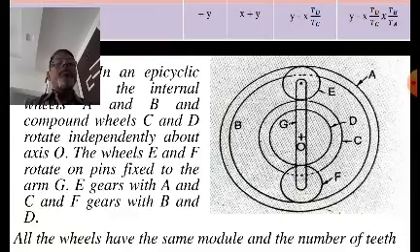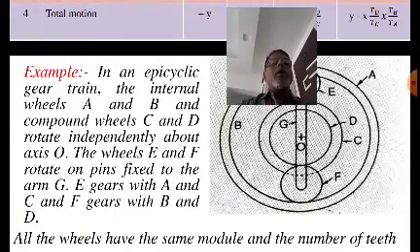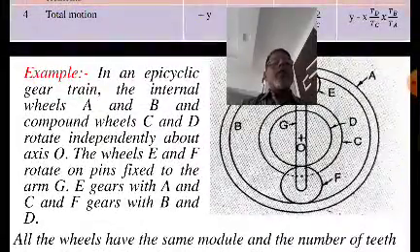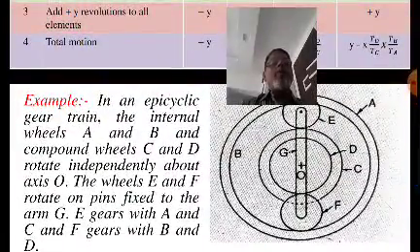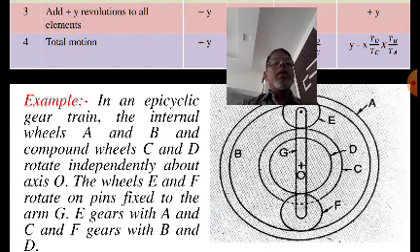Now we'll see one numerical here. It is given that in an epicyclic gear train, the internal wheels A and B are the two internal wheels, and the compound wheel C and D rotate independently about the axis O. The wheels E and F rotate on pins fixed to the arm G. E gears with A, that means gear E meshes with the internal gear A and the C, and F gears with the B and the D.